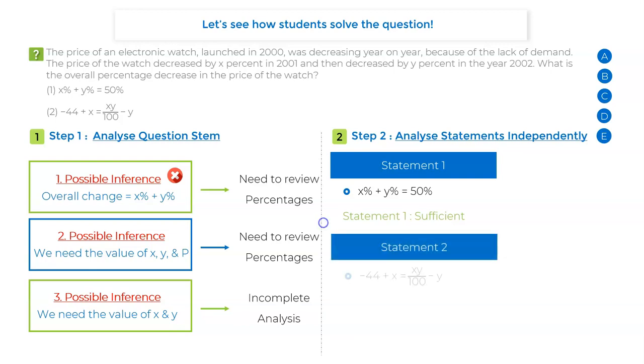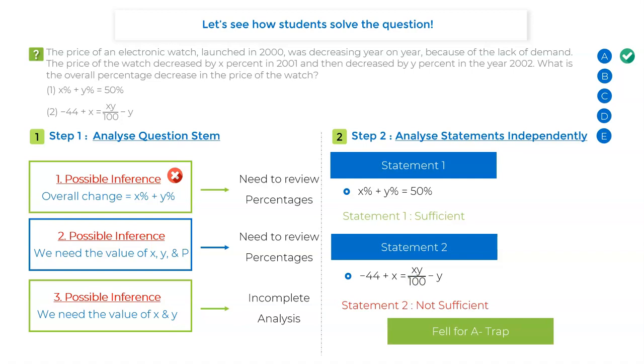He'll look at the second statement. It will look weird to him. He'll say, okay, what is this? I don't think it's X plus Y, so let me ignore it. And again, you cannot find X plus Y from here also, so you may ignore it in that way. And you may mark the answer as A, which is incorrect. This is the typical question which is full of traps. So if you're making this kind of inference, you're falling for the A trap. You fell for the A trap, you marked A, and that's incorrect.